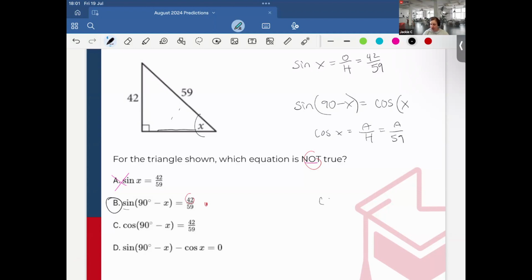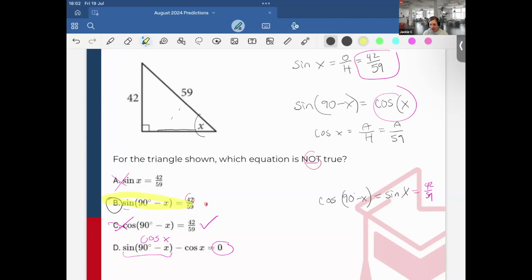cosine, so also remember for trig identities, cosine of 90 minus x is the same as sine of x. And we've already identified what sine of x was. It's 42 over 59. So that one is good, so eliminate. And then sine of 90 minus x, remember that's cosine of x. So cosine of x minus cosine of x will equal 0 because any number subtracted by itself will be 0. So therefore, this must be B.